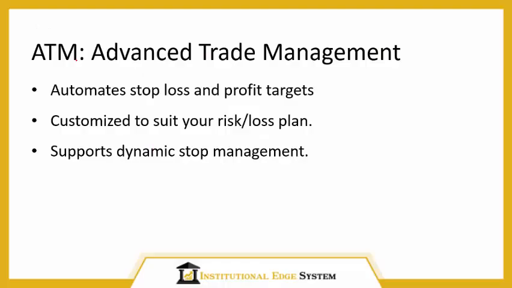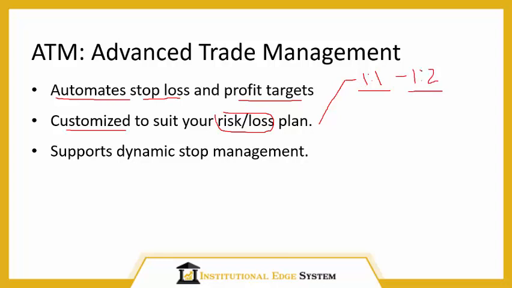Now let's take a look at what this is. This is automated. So it puts in stop losses and sets your stop loss and your profit targets right in place. It's customized, so it suits your risk loss plan. And specifically what we're looking at here is your risk reward ratio. So if I'm a scalper, I might have a risk reward ratio of 1 to 1, willing to risk $1 to make $1, or even 1 to 2. Or I'm willing to risk $1 to make $2.